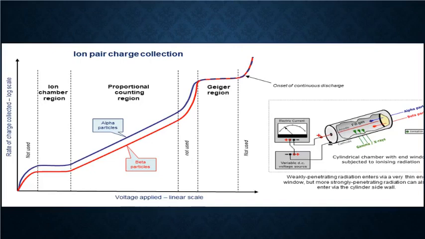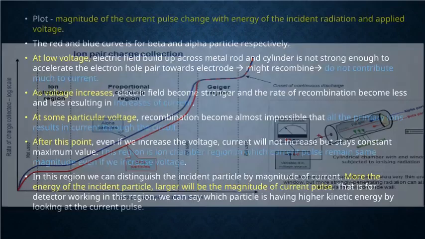This region is the ion chamber region, in which the current pulse remains the same magnitude even if we increase the voltage. In this region we can distinguish the incident particle by the magnitude of current. The more energy the incident particle has, the larger will be the magnitude of the current pulse. That is, with the detector working in this region, we can say which particle has higher kinetic energy by looking at the current pulse.